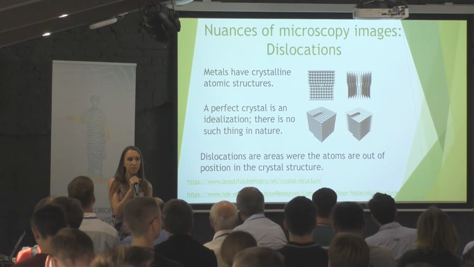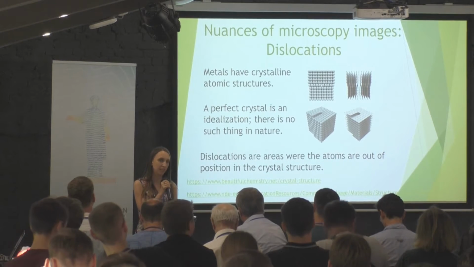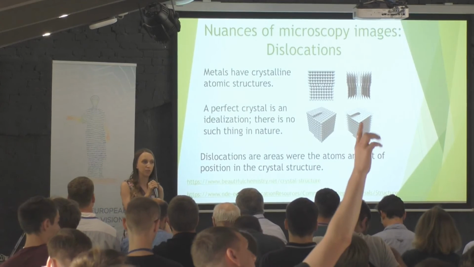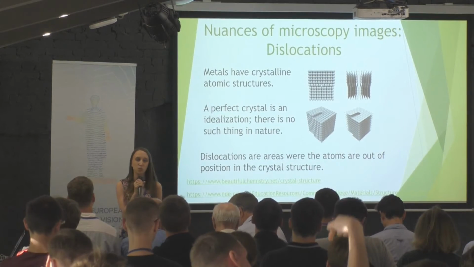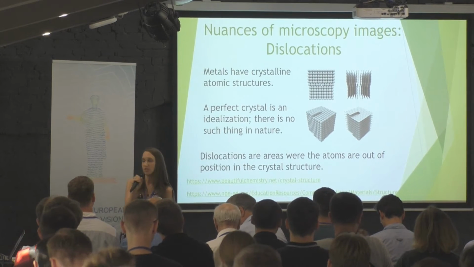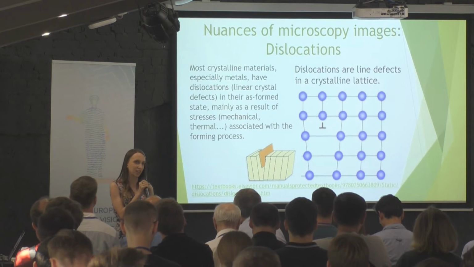So you can think about a metal as a set of atomic planes. In a perfect world, they will be perfectly arranged, and if you put them through a microscope, you will see some uniform image, but nobody's perfect, so they're not. And there are some kinds of defects in them. There are different kinds of defects. One of them I'll be talking about is dislocations.